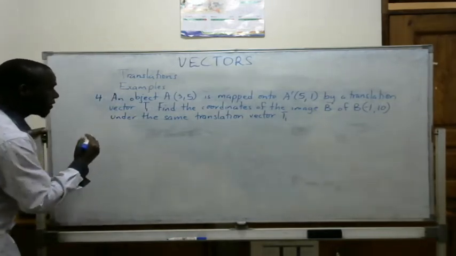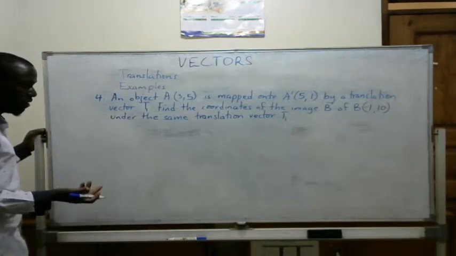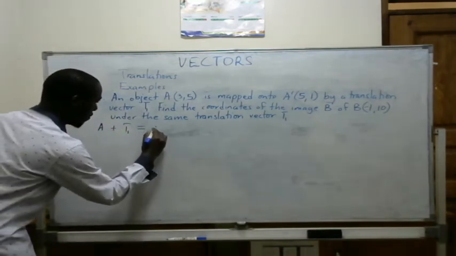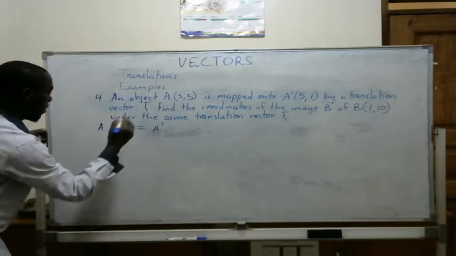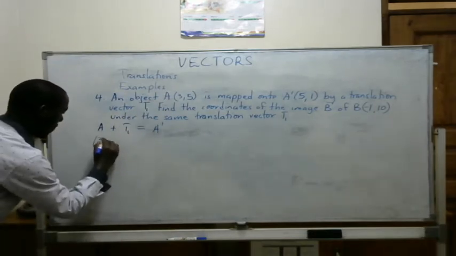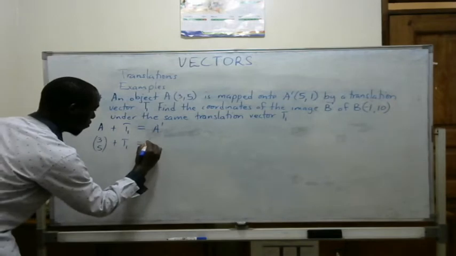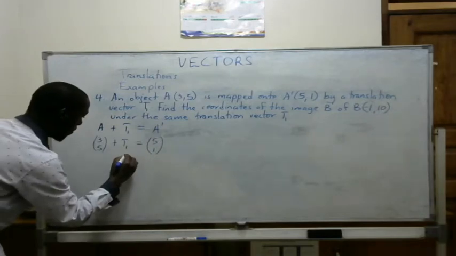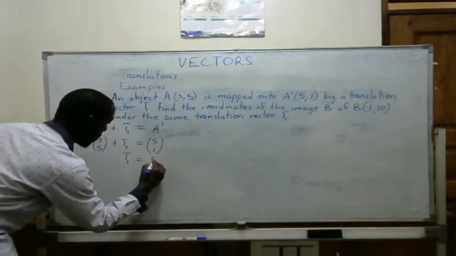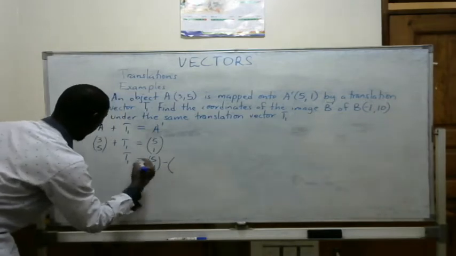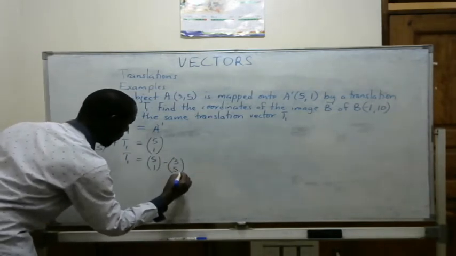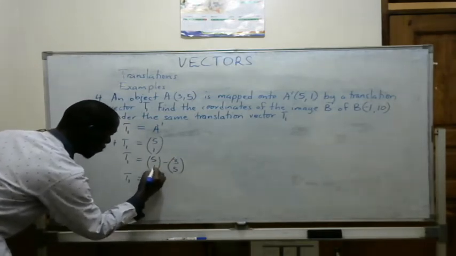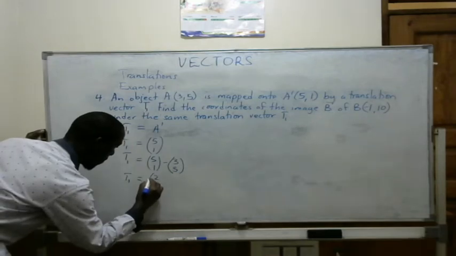Object plus the translation vector gives me the image. So my object A plus my T1 is giving me A prime. The A is 3, 5 plus my T1 is equal to A prime, which is 5, 1. I take A to the other side. So this is going to be 5, 1 minus 3, 5. So when I subtract, I get a 2, and here I get a negative 4.